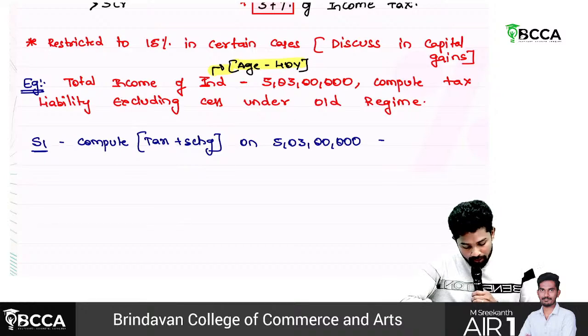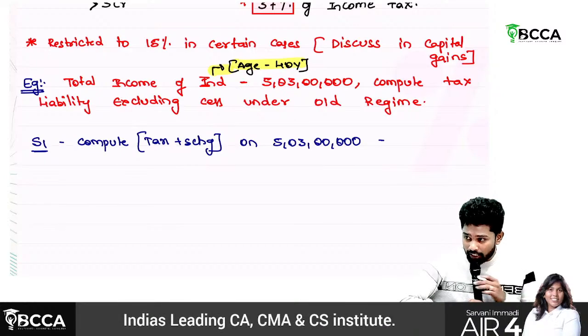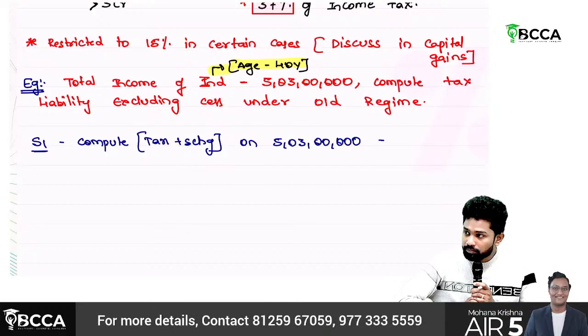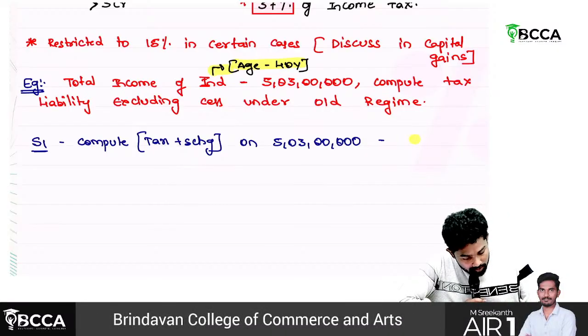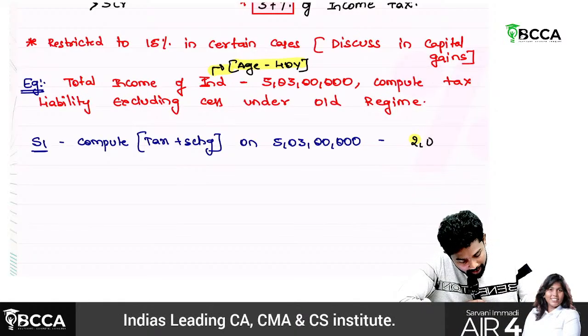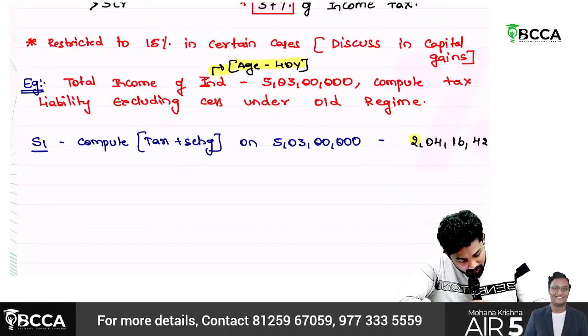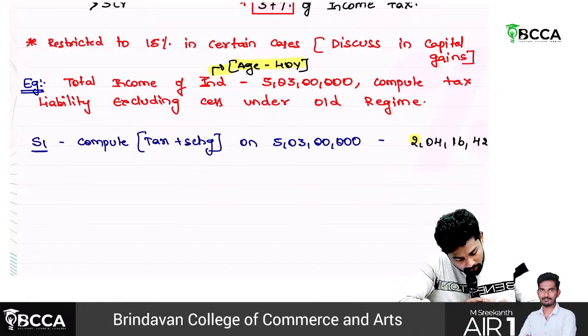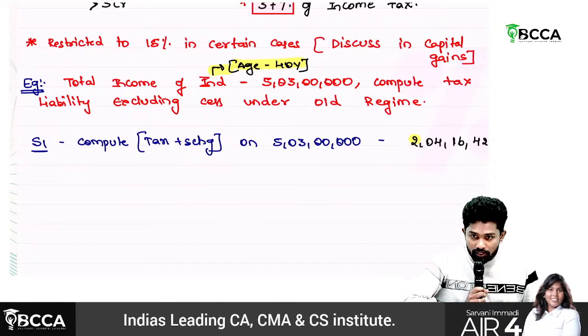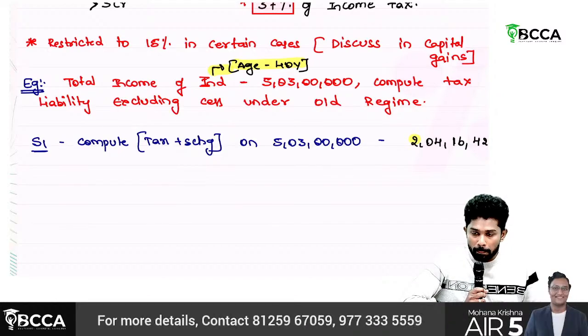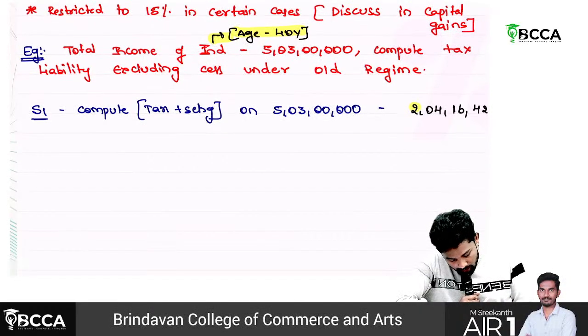Step 1, compute tax plus surcharge on 5 crore 3 lakhs. What is the tax plus surcharge on it? Calculated, everyone? How much? 2 crore 4 lakh 16,425. Varsha, you got the same answer? Okay.